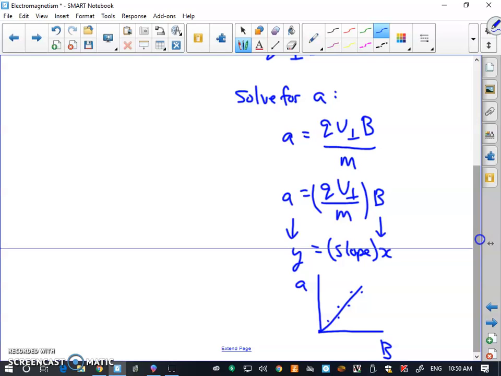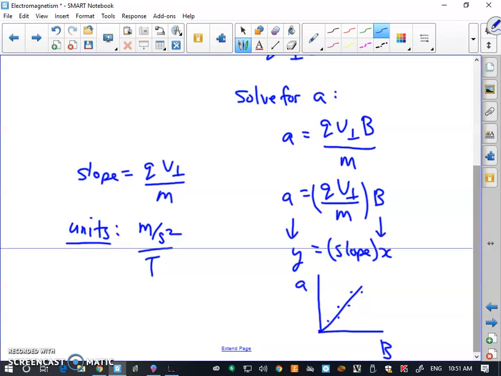Now the slope, of course, is equal to q v perpendicular over m, and the units. Now there's two ways to do the units. I ran out of time last time. I'm also going to run out of time here, but the units can either be based on the graph, which would be meters per second squared over magnetic field strength. That's like rise over run, okay? Which ends up being a meter over second squared times Tesla.